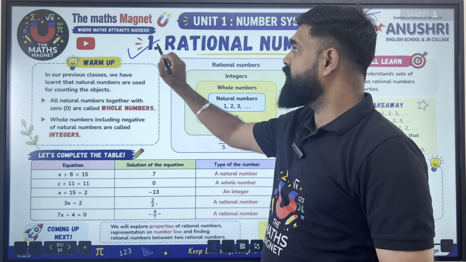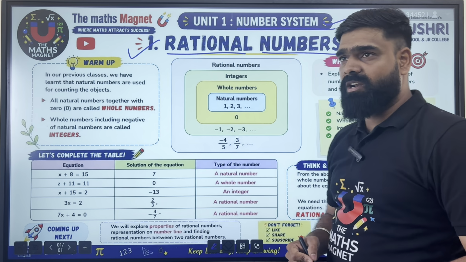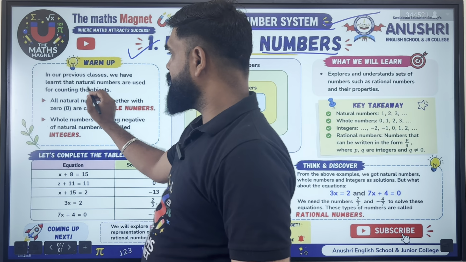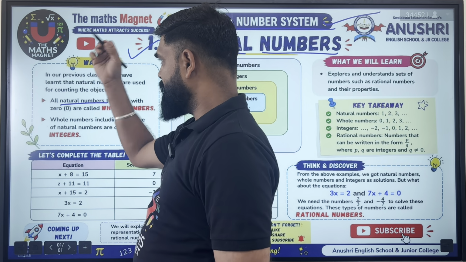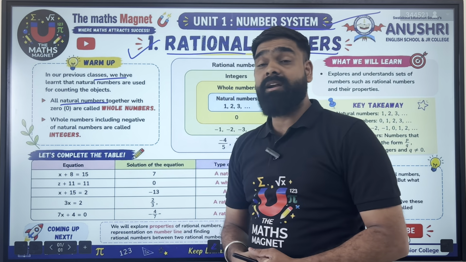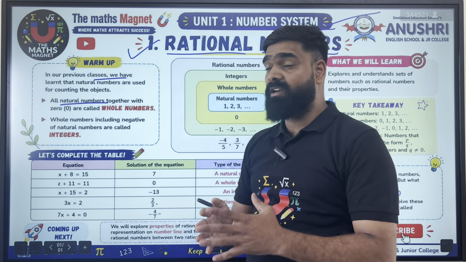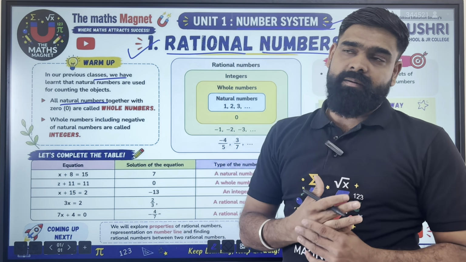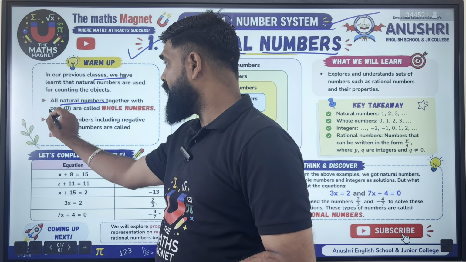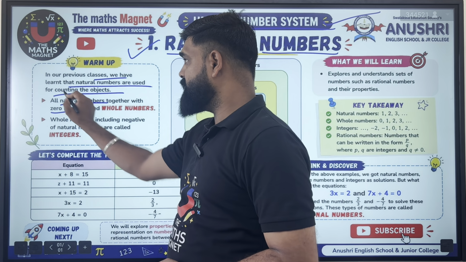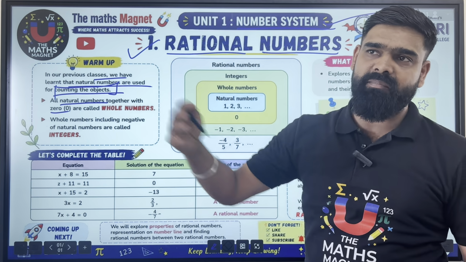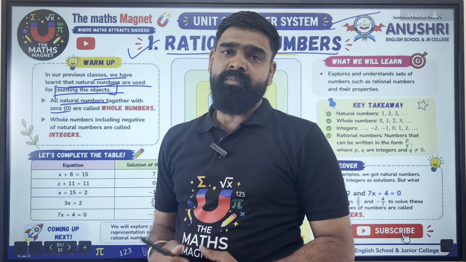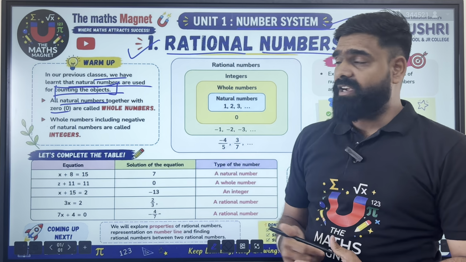In that, the first chapter is rational numbers. Till standard 7, we already knew about natural numbers, right? In the previous classes, we have already learned about the natural numbers. So what are the natural numbers? The numbers which start from 1, the numbers which are required for counting objects. All those numbers are known as natural numbers, which start from 1, 2, 3, 4 up to positive infinity. It tends to infinity, right?